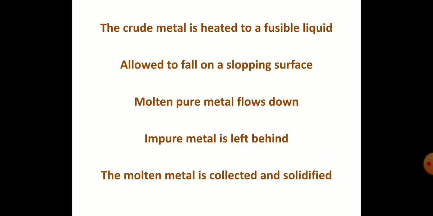Now the processing is given here. The crude metal, meaning the impure form of the metal, is heated to a fusible liquid. Fusible means it is melted. When we apply heat, the crude metal is melted, and this fusible liquid is allowed to flow on a sloping surface. Now this molten pure metal flows down, and the impure metal is left behind, which means the impurities are left behind at the top of the sloping earth itself. Now this molten part alone is collected and solidified. The solidified part is the purest form of the metal.